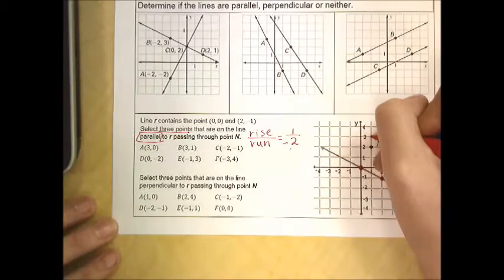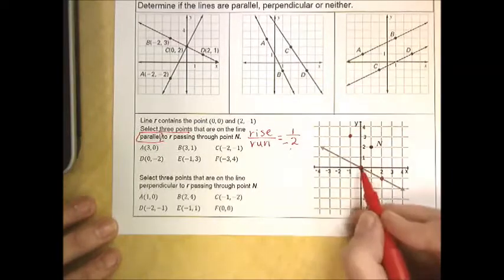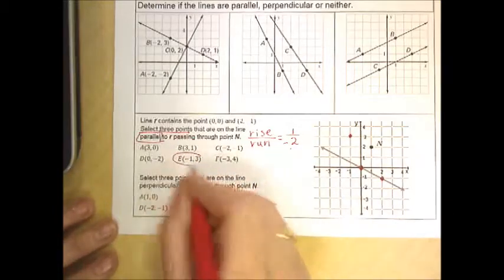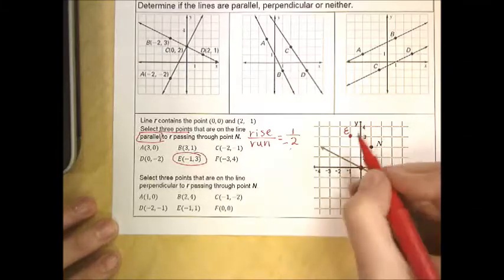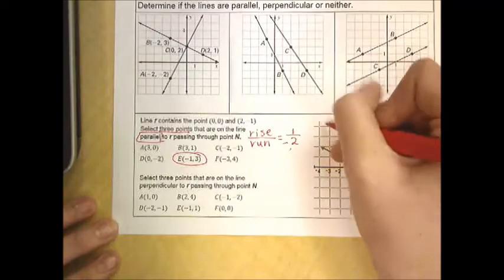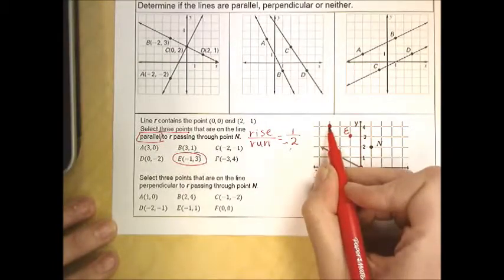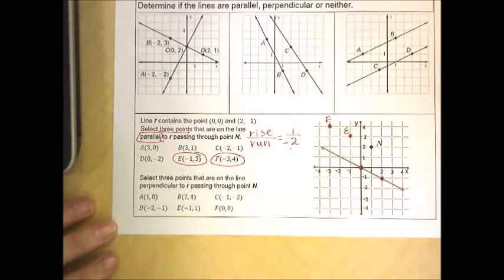So if I rise up 1 and run over 2 to the left, I'm going to end up at the point -1, 3. I'm going to notice that that is point E right here, so that's one of my correct answers. All right, let's do it again. If I rise up 1 and over to the left, -2, I end up at the point -3, 4, which is also one of the correct answers, F.